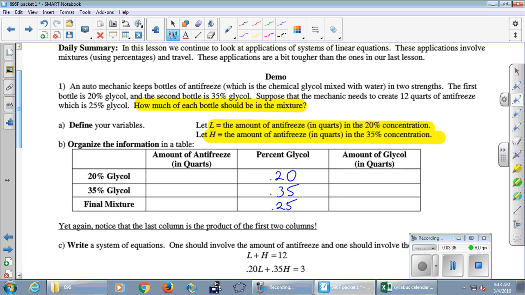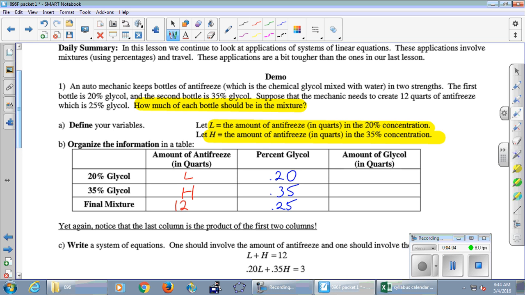That's where it goes. Okay, first column, if we set it up this way, is going to contain our variables. So what letter did we use for the amount of antifreeze? For the 20 was L, and down below, H. And sometimes you're given the number in the final mixture, which we are in this case. How many quarts of antifreeze are we after? 12. 12 quarts of antifreeze.